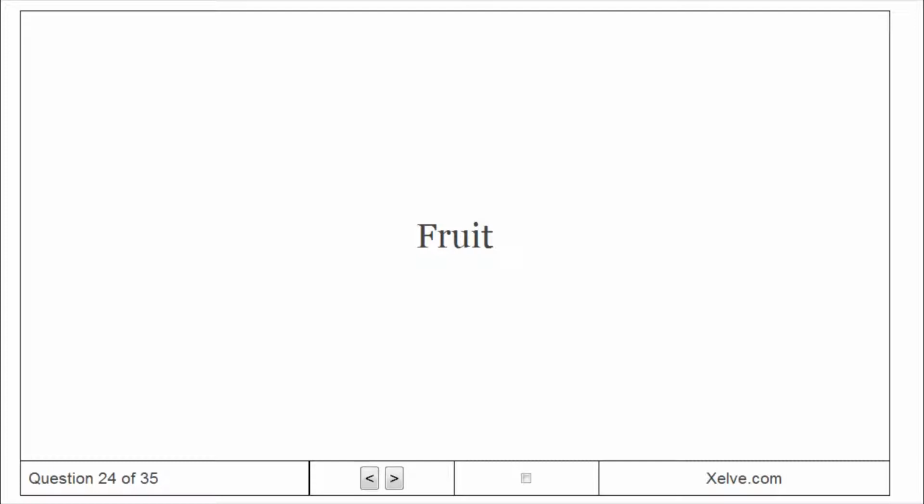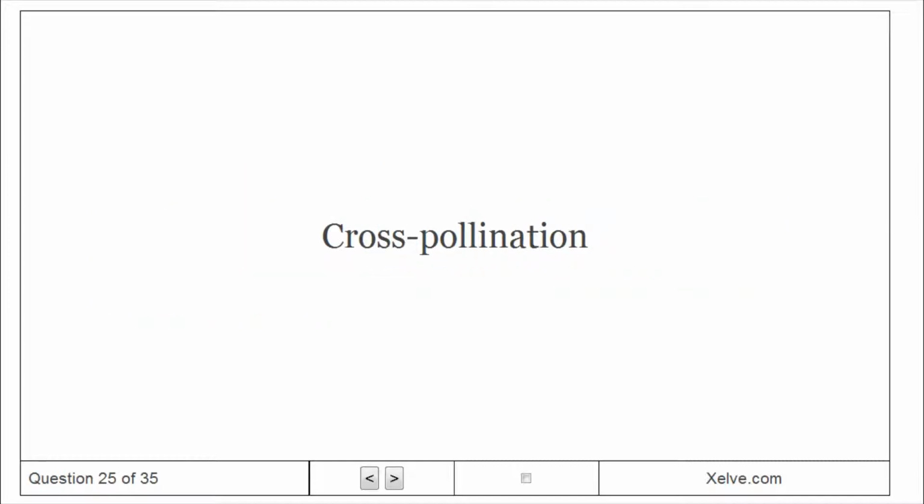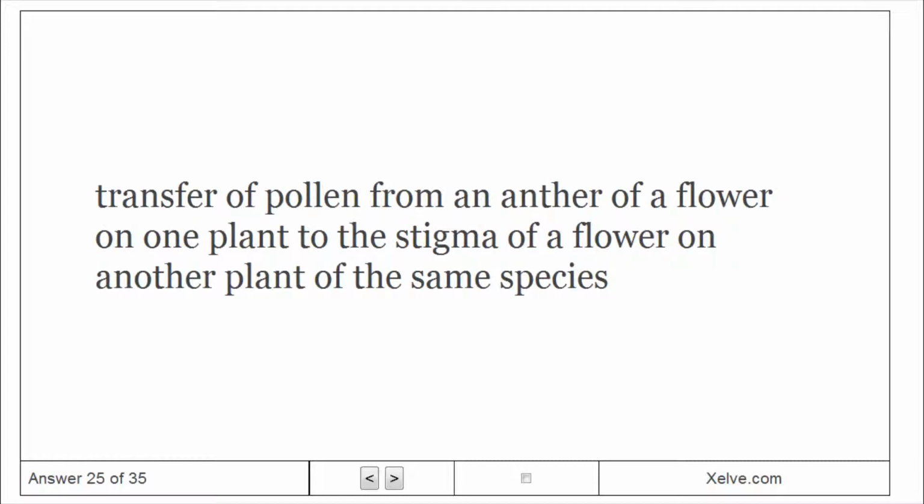Fruit. Consists of a mature ovary. As a seed develops from ovules after fertilization, the wall of the ovary thickens. An example is a pea pod, can be fleshy or dry. Cross-pollination. Transfer of pollen from an anther of a flower on one plant to the stigma of a flower on another plant of the same species.